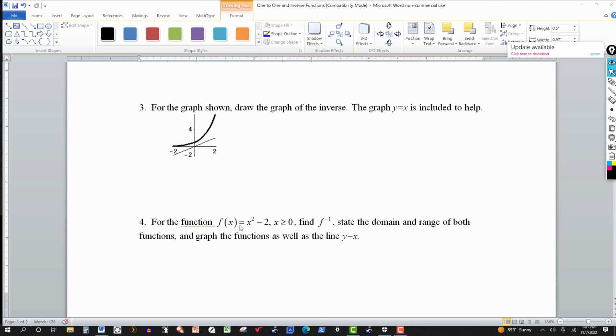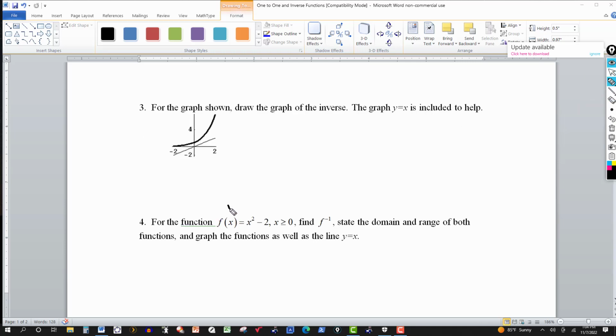For the function f of x equal to x squared minus 2, x is greater than or equal to 0. So here they're actually telling you the domain of the function, x greater than or equal to 0. State the domain and range of both functions and graph the function as well as the line y equal x. So let's do this first.